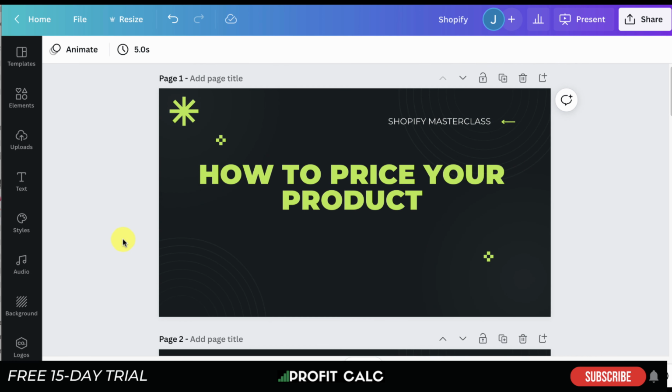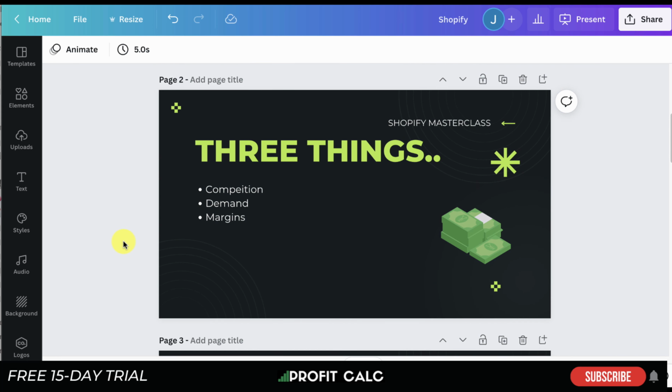It's really going to be an individual decision based on your store and your products and how much money you're really looking to make here. Also, how you're going to position yourself in the customer's mind. So overall, again, to summarize those, the 3 things are competition, demand, and margins. And those are 3 things you want to keep in mind when pricing your product.